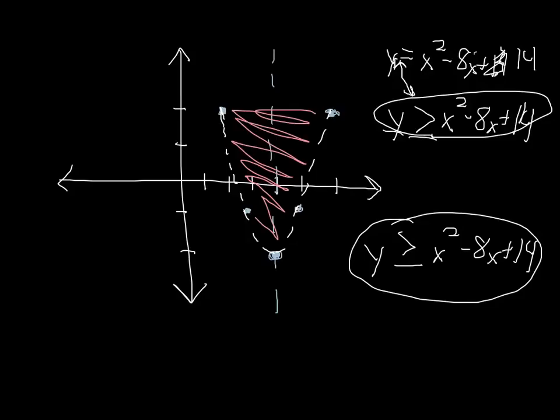So instead of doing a dotted line, if you have a greater than or equal to or a less than or equal to, you have a solid line for your parabola. And this general form, this general structure will work for solving all the rest of the problems on your worksheet.